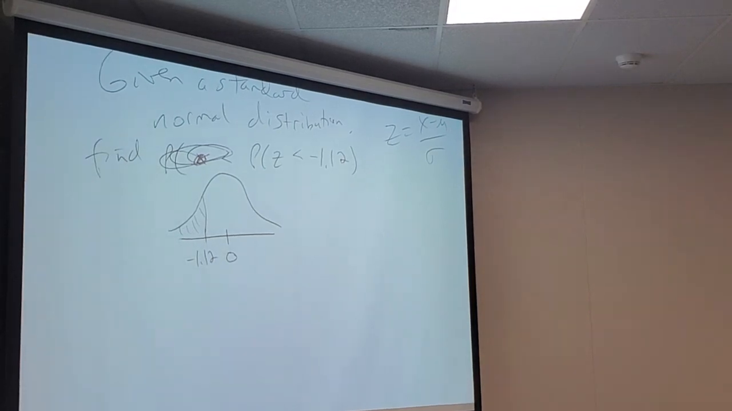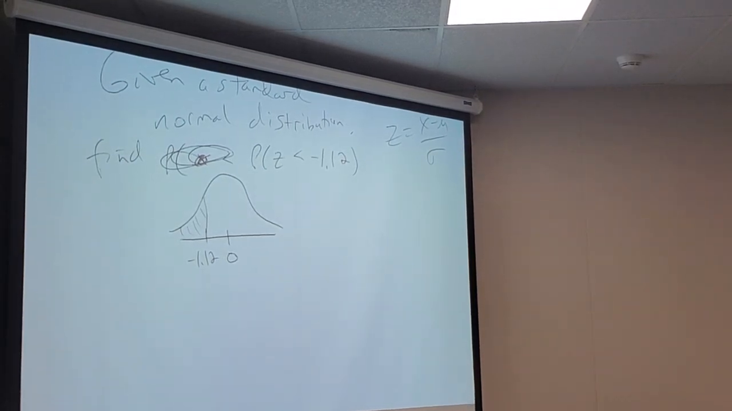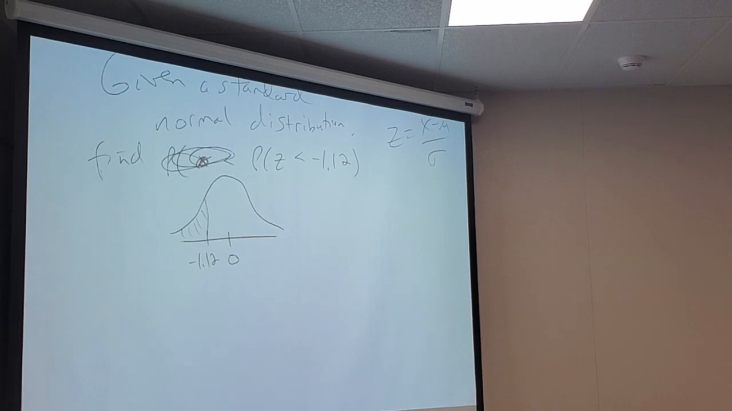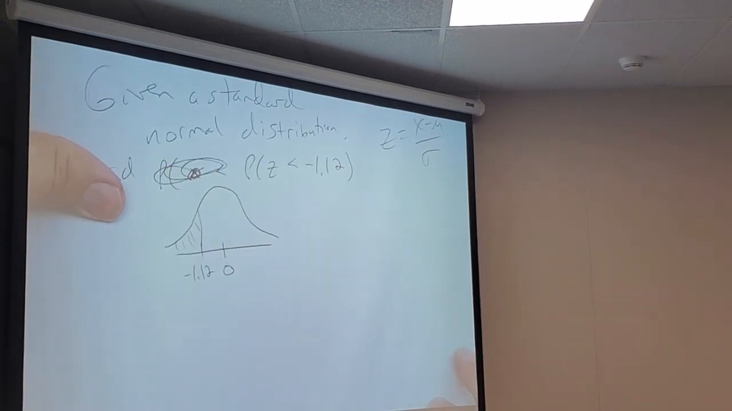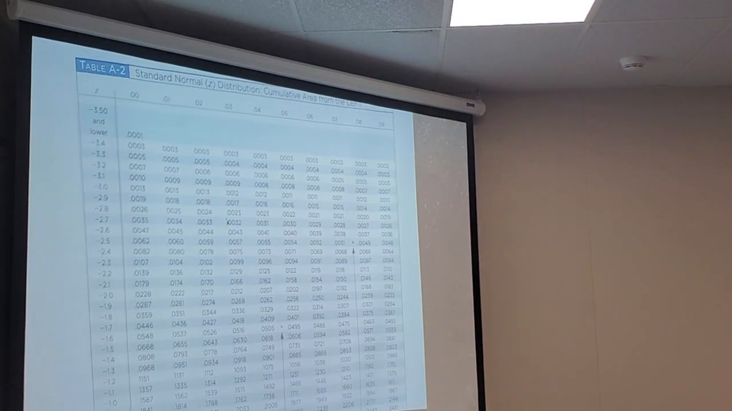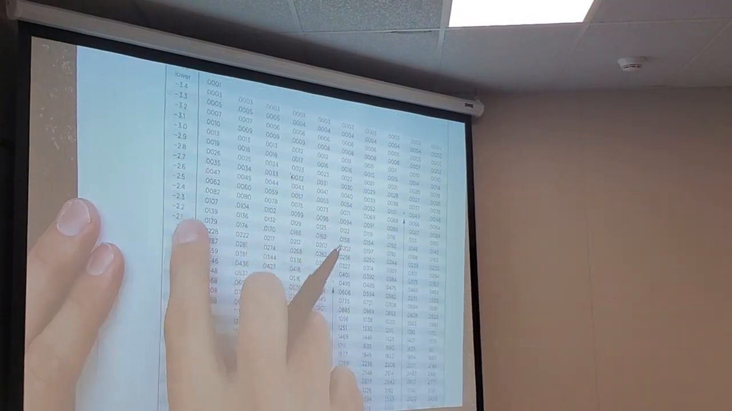So basically, this goes to the first decimal place, and this is the second decimal place, right? So again, it's a little bit like a street map. You got to get used to it. Negative 1.1.